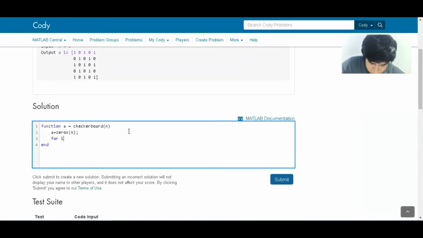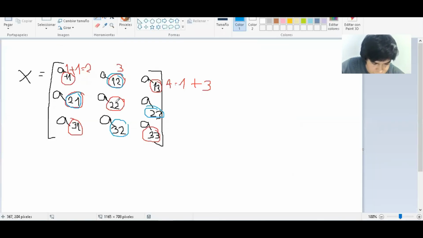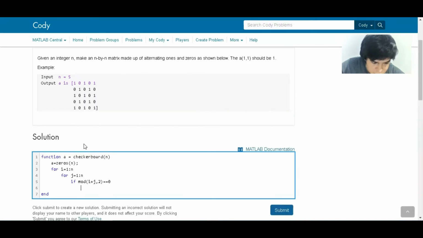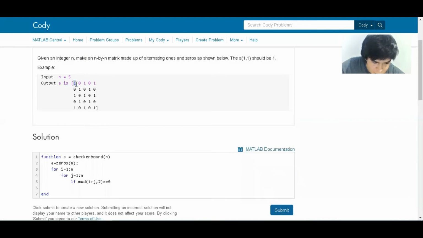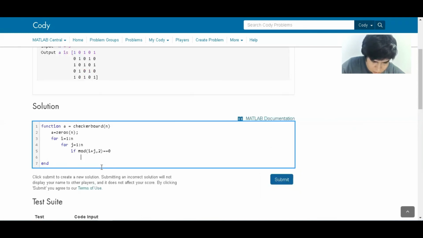For i equals 1 through n, and for j equals 1 through n, if the mod of i plus j and 2 equals 0, this means that it is even, because if this sum divided by 2 has a mod of 0, then that means that it's even. What happens? It has to become 1, right? Because the problem is asking us to do that. It has to become 1. Then this value inside this matrix, with a notation like this, A(i,j), is going to be 1.